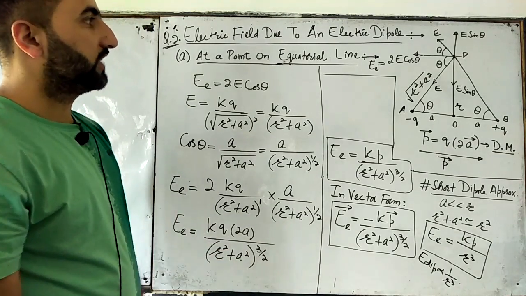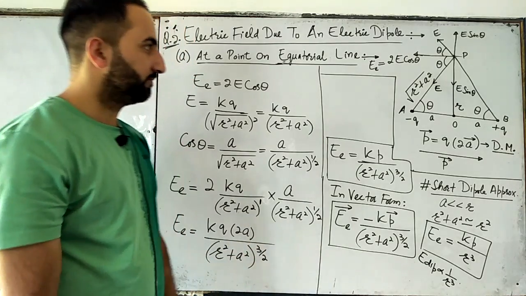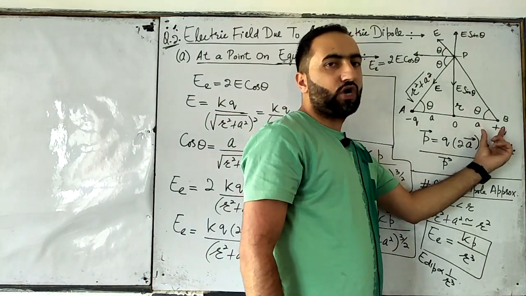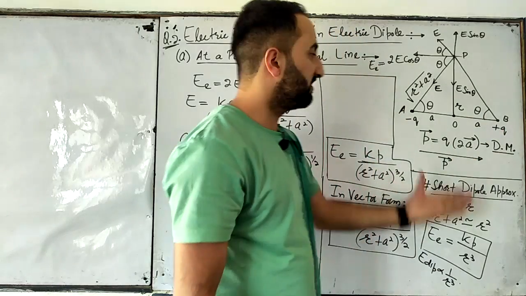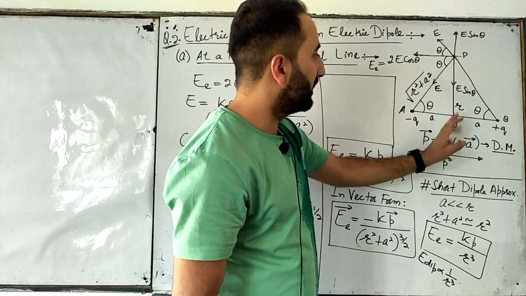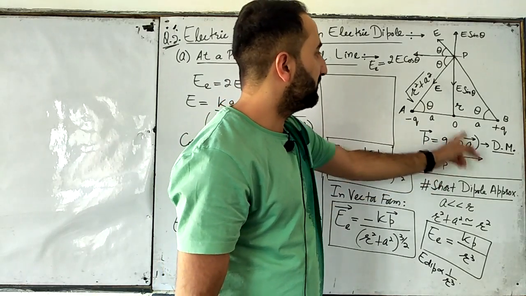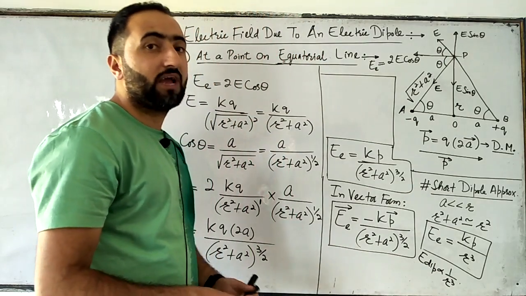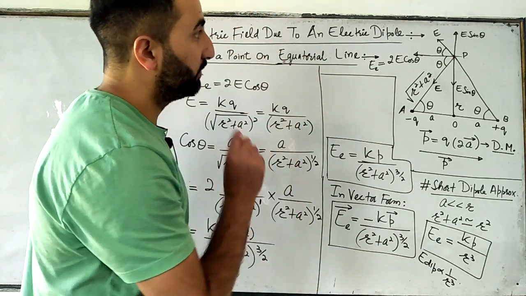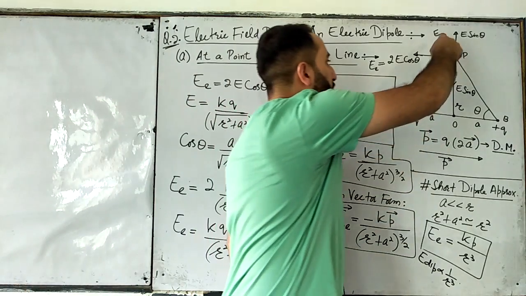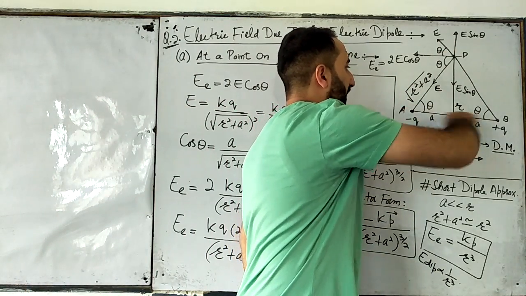That's the electrostatic field on the equatorial line. Let me revise it quickly. First of all we have a dipole here: minus q at point A and plus q at point B, and this system of two equal and opposite charges is hence a dipole. The dipole moment here is q multiplied by twice a, by twice the length of the dipole. Now we are interested in calculating the electrostatic field. Where do we have to find the electrostatic field? At the point P, and that point P is on the equatorial line. This line is called the equatorial line, and this line is called the axial line of the dipole.